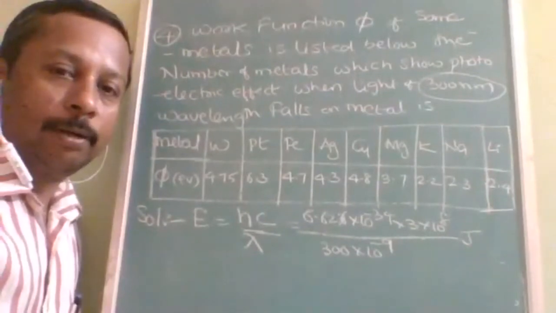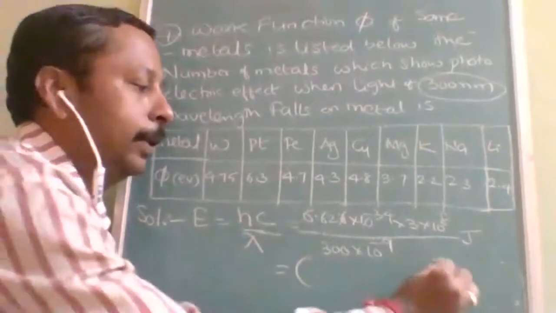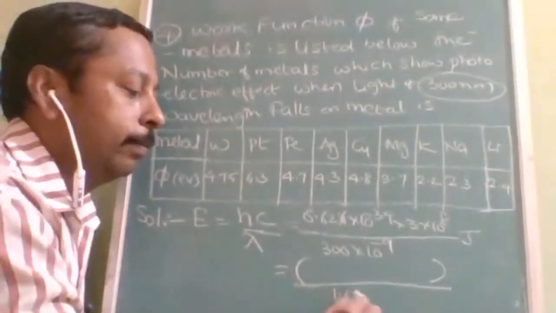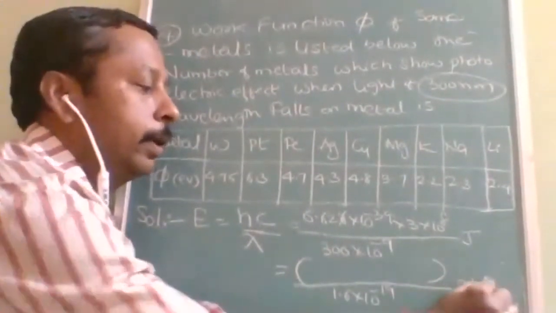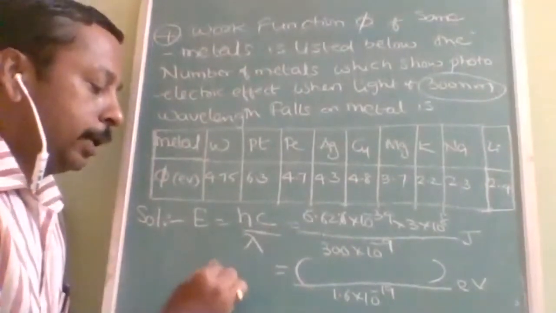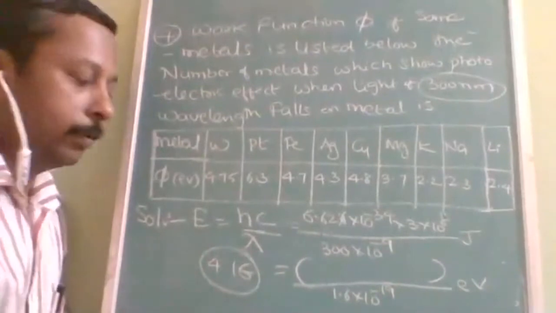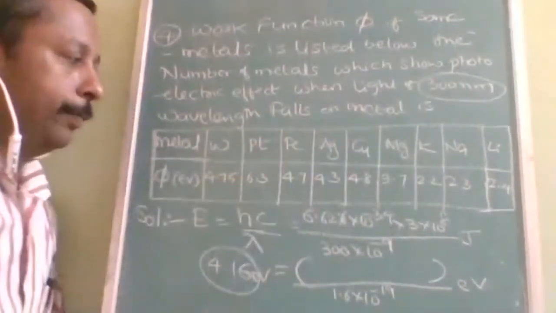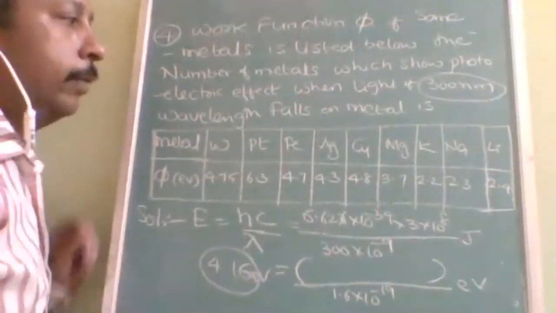How will you do it? You write the same thing and divide it by 1.6 into 10 to the power of minus 19. Then you will get it in electron volt. I have done it and I got 4.16. So this much energy we are giving to them.